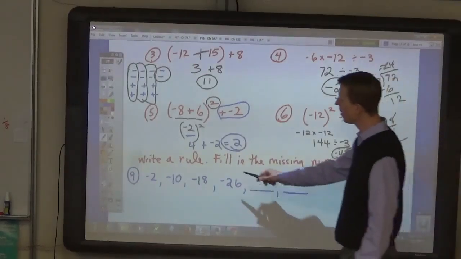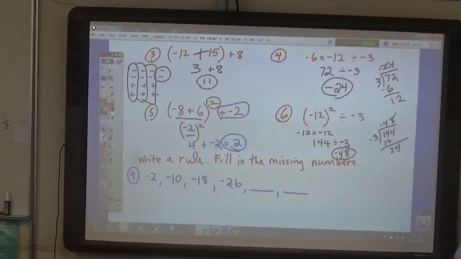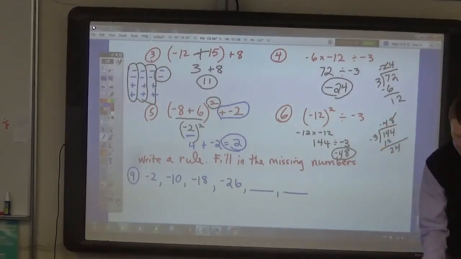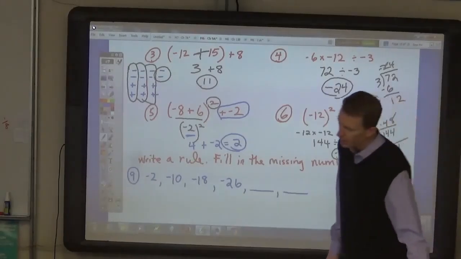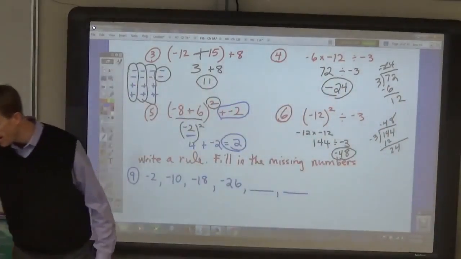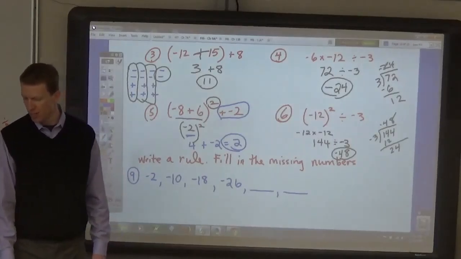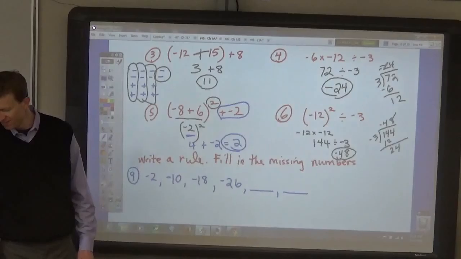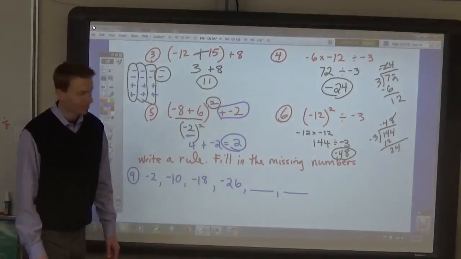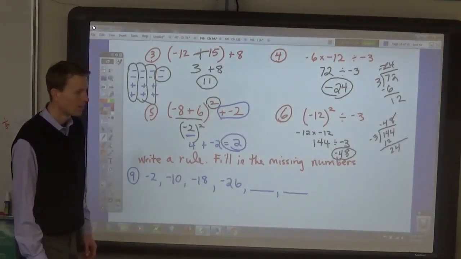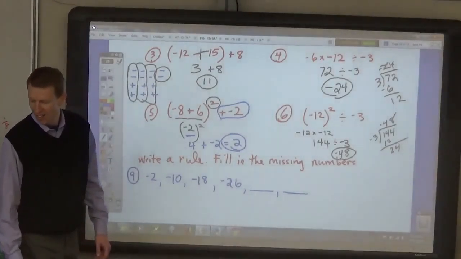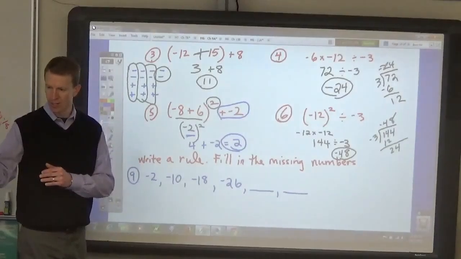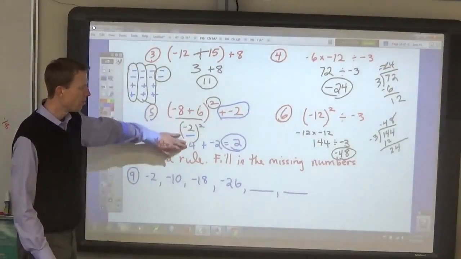Okay, let's talk about writing a rule and filling in the missing numbers. That goes onto the second page. You're going to have to do the bottom two of this. You can skip the top part, the first 8 questions, because we just did those. I put them on the back so we'd have more room to work them out. Otherwise, there's not enough room to do the computation.